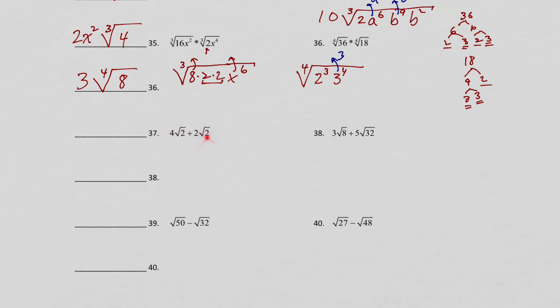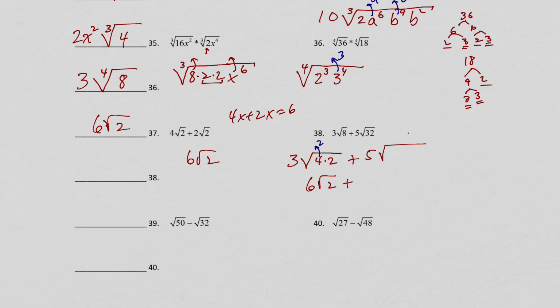Okay, these are like terms, so I'm going to just add the coefficients. This is like 4x plus 2x is 6x. Same thing, 4 root 2 plus 2 root 2 is 6 root 2. This I'm going to have to simplify. That's 8 is 4 times 2. And when I take the 4 out, I square root it and get 2, which multiplies by that, and we have a 6 root 2.